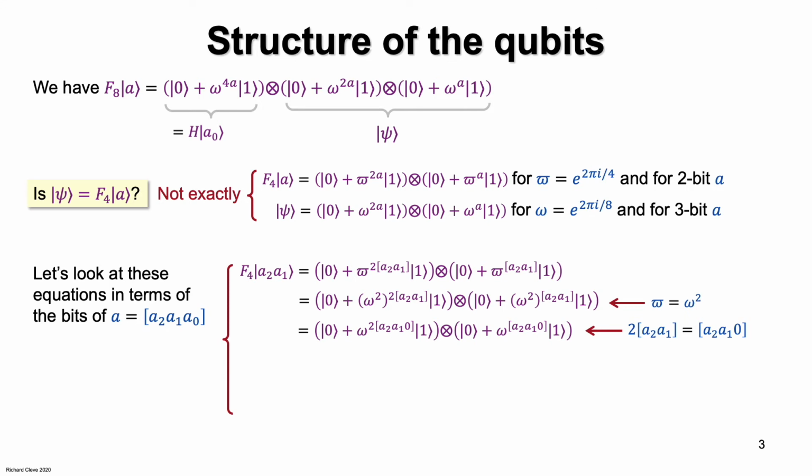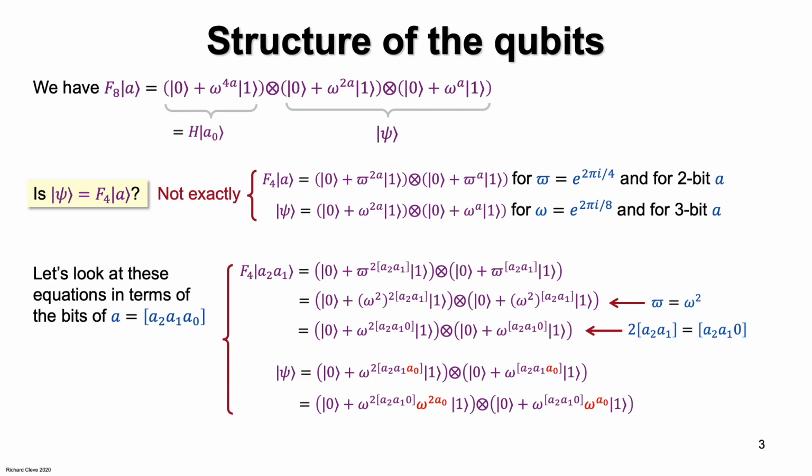Because if we now write the actual state that we want, psi, we can see exactly where the difference is. For psi, the low order digit is A0. For F4, that low order digit is 0. We can even factor out that difference to get these two powers of omega. We'll refer to these as phase corrections. Their insertion has the effect of turning the F4 state into the correct state psi that we need. So based on this, we can devise a recursive strategy for computing F2 to the n in terms of F2 to the n minus 1. For F8, we can compute H of ket A0, that's the leftmost qubit, and also F4 of ket A2 A1, and somewhere in the process we insert the appropriate phase corrections.